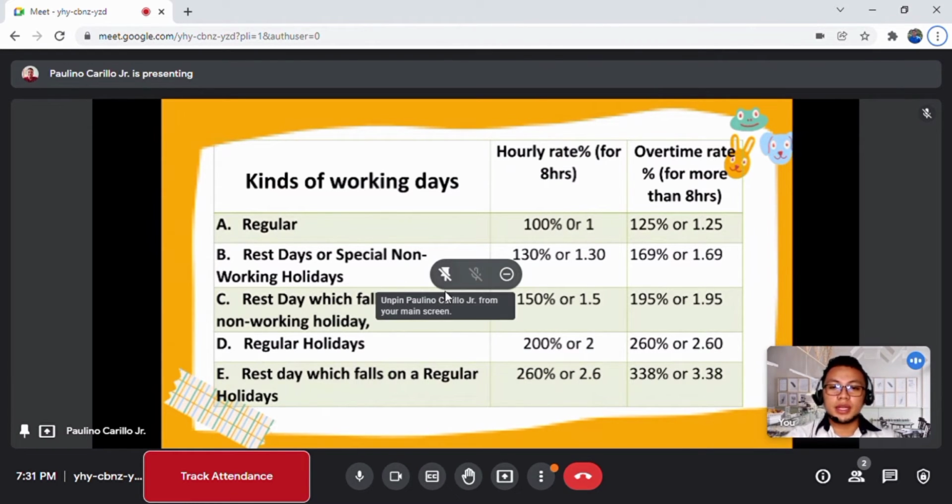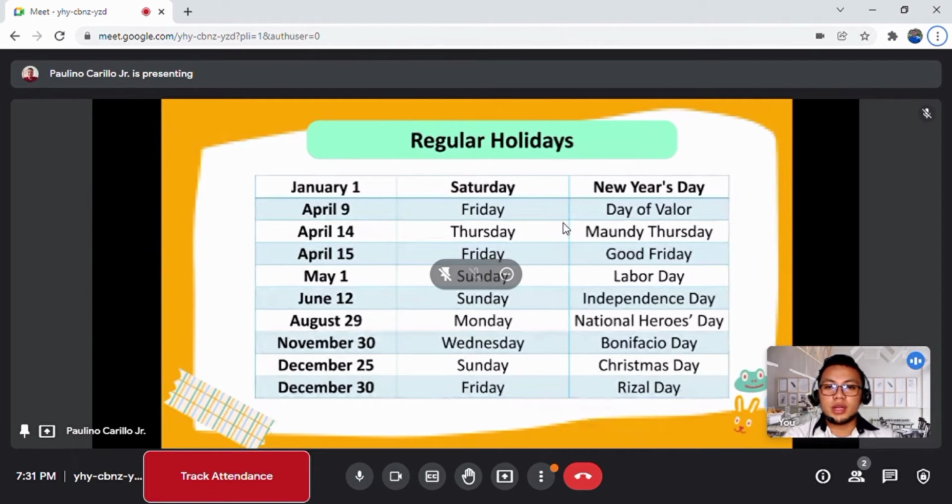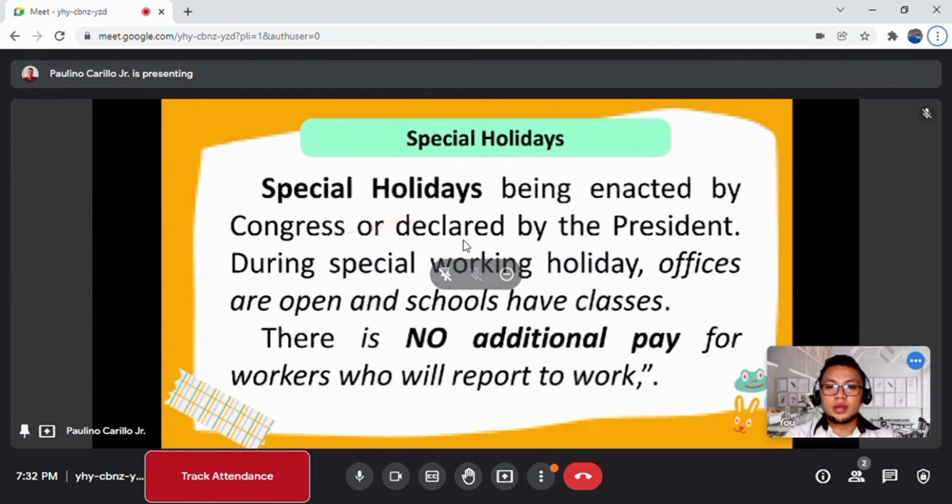But before that, let's first know what regular holidays are. These are holidays which usually have a fixed date. And with the calendar in 2022, these are the regular holidays listed on our national calendar. And for special holidays, these are enacted by Congress or declared by the President. During a special working holiday, offices are open, schools have classes, and there is no additional pay for workers who report to work. This kind of holiday is just declared by the President. Therefore, if the President declares that this day is a special holiday, then the whole country will acknowledge this day as a special holiday.